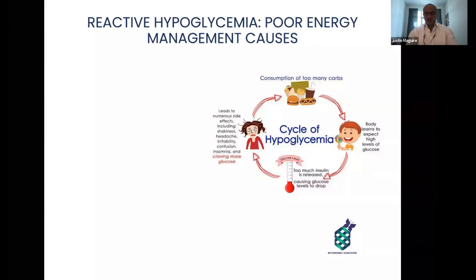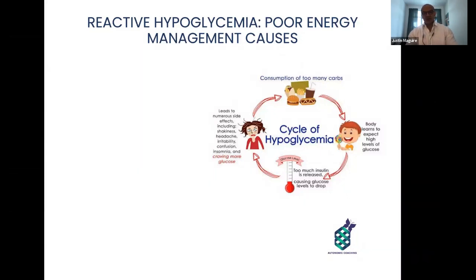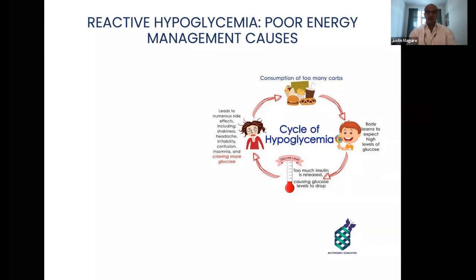So another point you mentioned over here: too much insulin is released, causing glucose levels to drop, and side effects here are shakiness, headache, irritability, confusion, insomnia, cravings, and more glucose, okay? So the excessive amounts of glucose also have a negative impact on release of specific hormones that dampen our sexual endocrine system. Another consideration to take into account when we are considering how we're eating our food, not just the food that we eat, but how exactly are we going about our day to maintain an optimal state of stress as well.